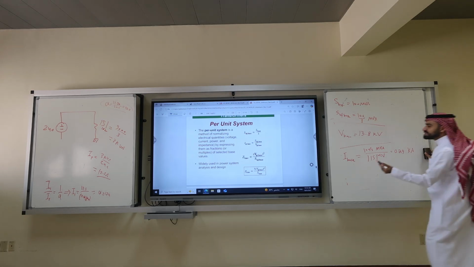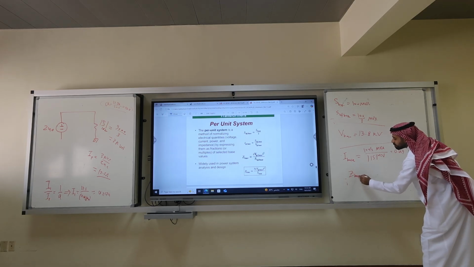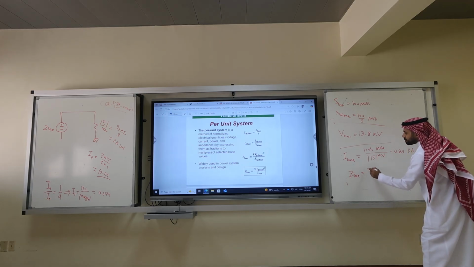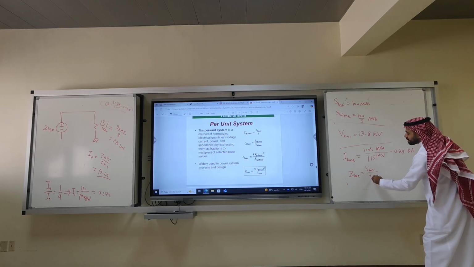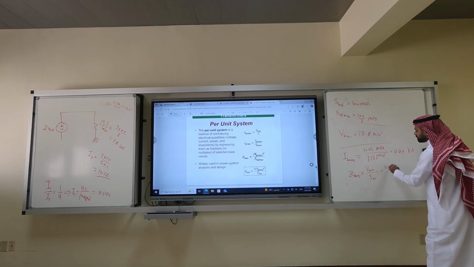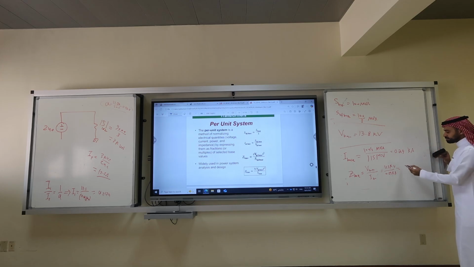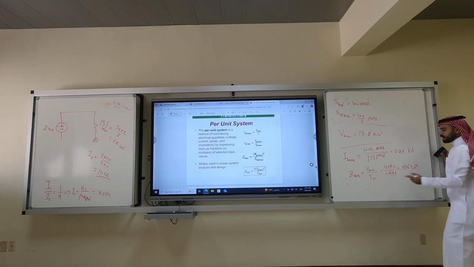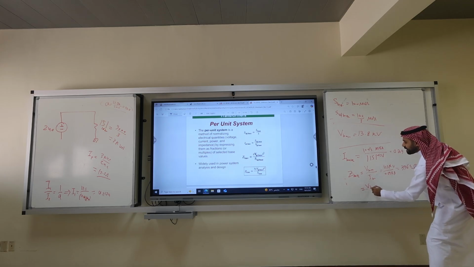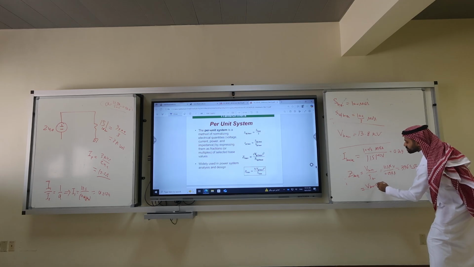Now, what is Z base? It's V base over I base. I'm using another equation. What is this number? 115 kilo over 0.29 kilo. Kilo with kilo cancels. What is 115 over 0.29? 396.51 ohms. Can you use the other equation? V base, one phase, squared over S base, one phase.